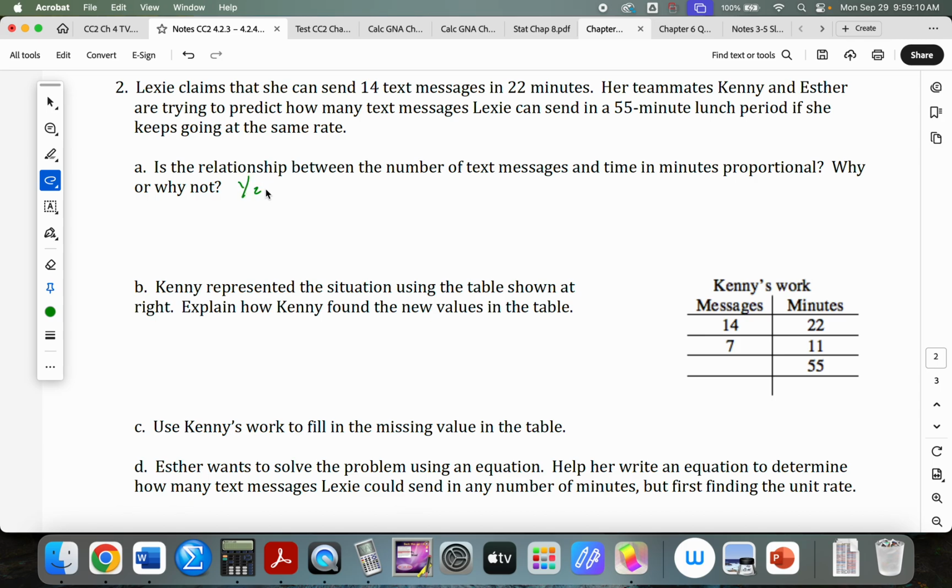Yeah. So what are two things we need to consider? Well, consider 0. If she has 0 minutes, how many text messages can she send? 0. So with 0 minutes, she can send 0 text messages.